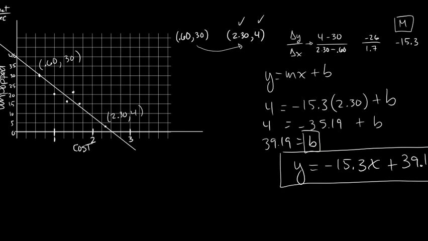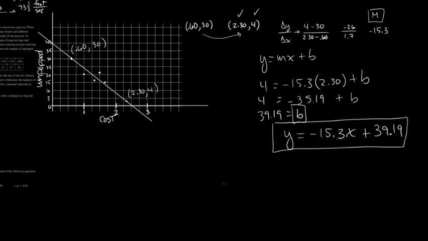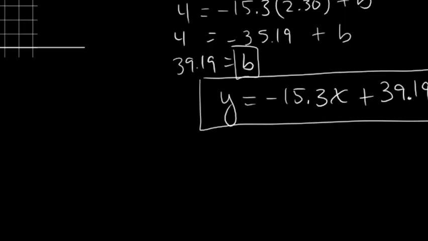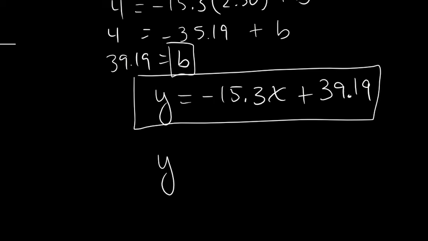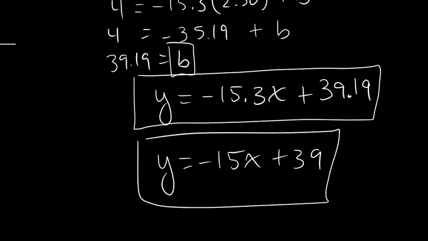But there's a lot of variation in that, and considering the inputs to this, it's probably not very wise to have these decimals. So maybe negative 15x plus 39. That's probably a more reasonable answer given the inputs that I have here.